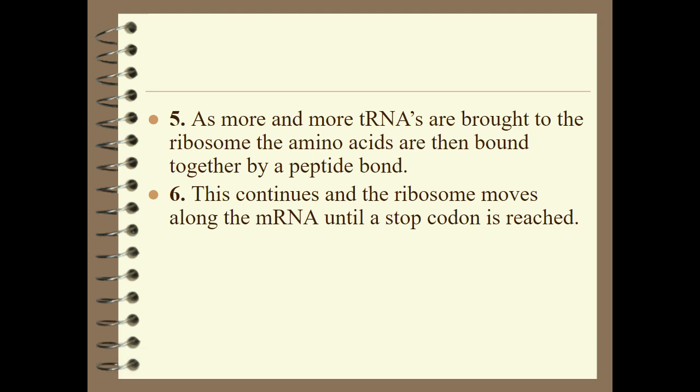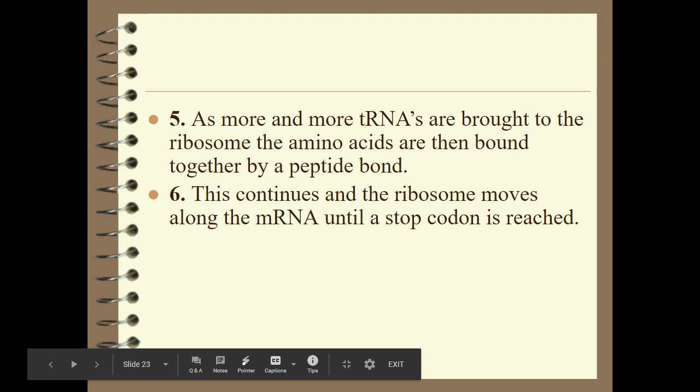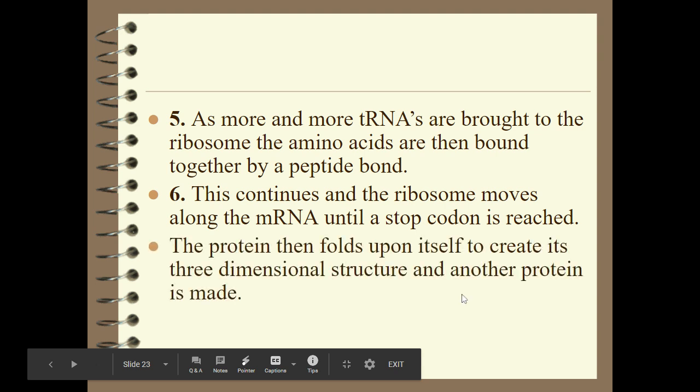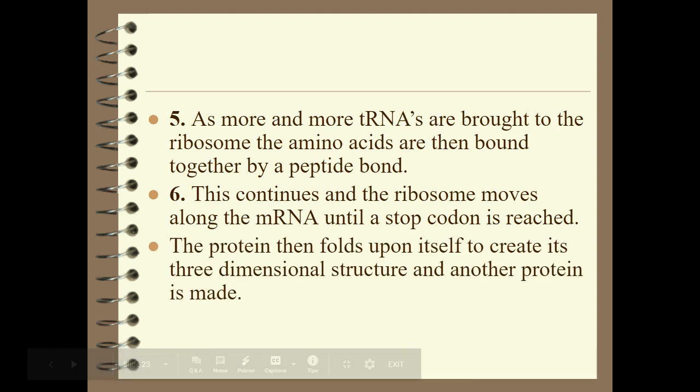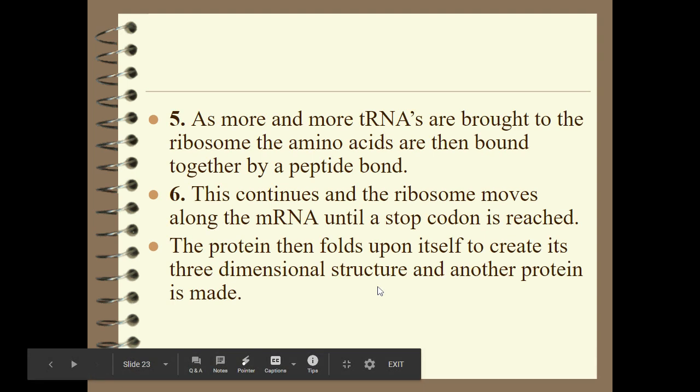As more and more transfer RNAs are brought into the ribosome, the amino acids are bound together by peptide bonds. This continues as the ribosome moves along the messenger RNA until the stop is reached. So the protein folds upon itself to create a three-dimensional structure, and the protein is made. Proteins are used to bind the entire structure together and make sure that your entire cell works.